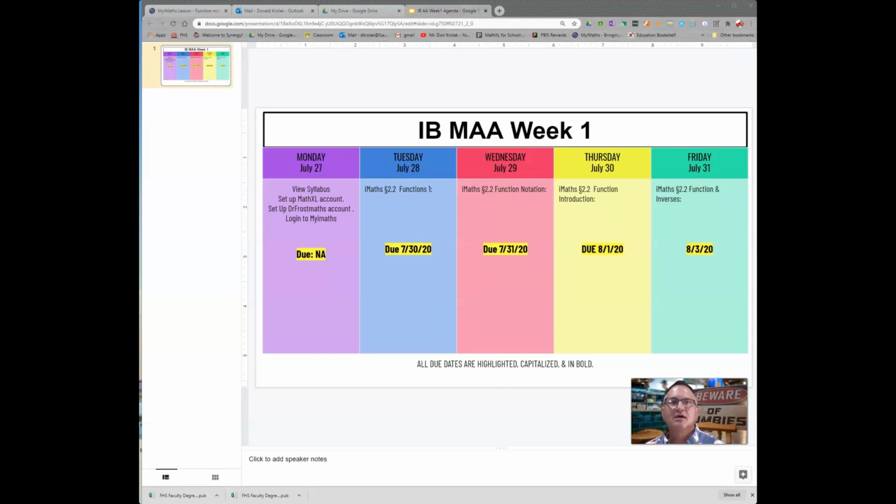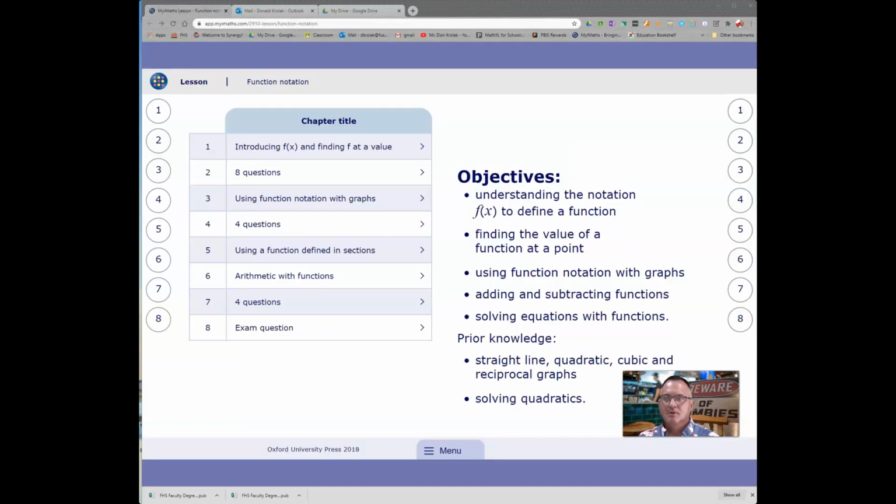Today's lesson is going to be on your iMaths webpage. It's lesson 2.2, which is topic 2 in the IB syllabus. And we're going to be learning about function notation. All right, our objectives for today are how to use this notation f of x.